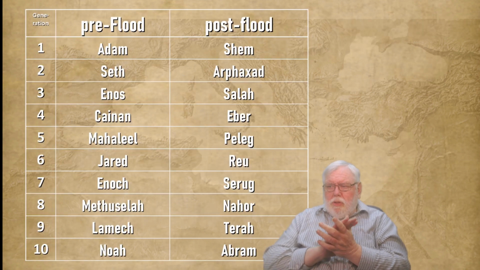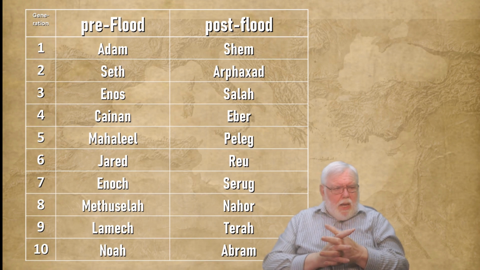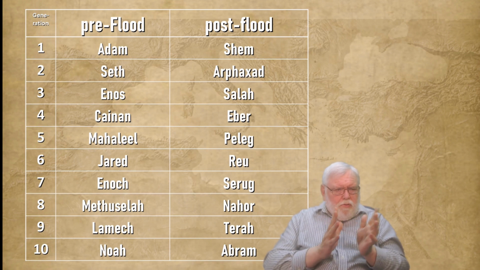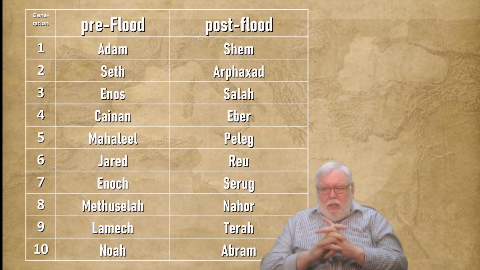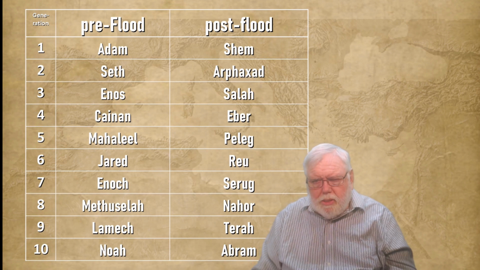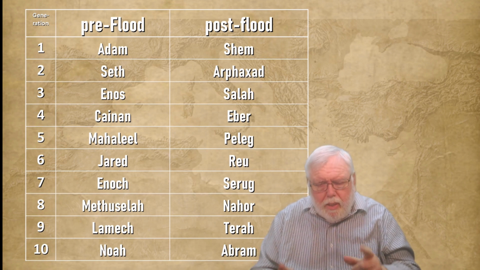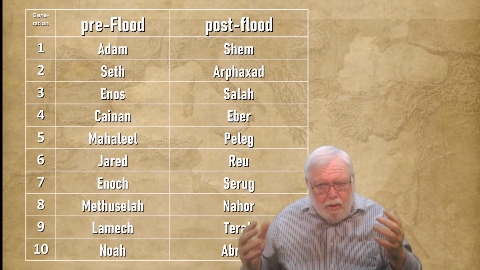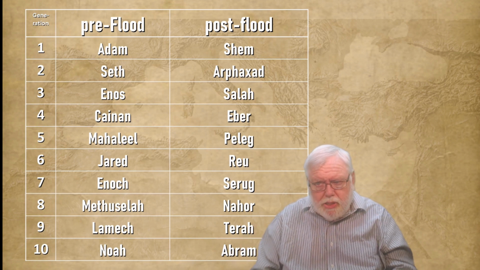Here we have the two genealogies. I put them in a table, listed in order: Adam, Seth, Enos, and so forth, from first to last. Shem through Abram. The pre-flood, there's exactly 10 generations in each of these two. These are the only two genealogies that have numbers associated with the ages in Genesis, and these are exactly 10 generations in each one.